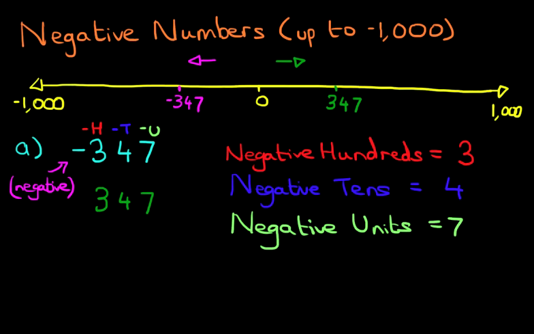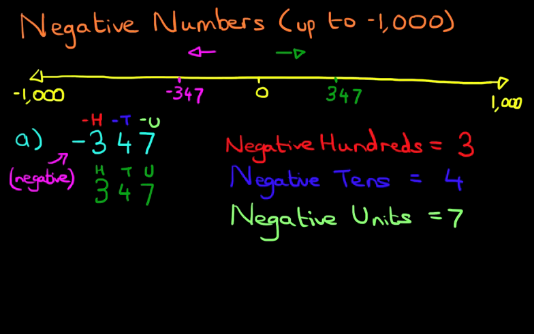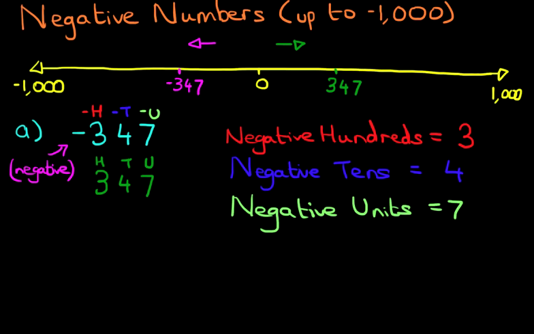Now we can label the number below that, which is +347. Let's do that. We've got hundreds, tens and units. So the only difference is the negative before that. It's important you realize this because this will come up in questions. I'm just going to scroll down a little bit and we're going to work through our second example.